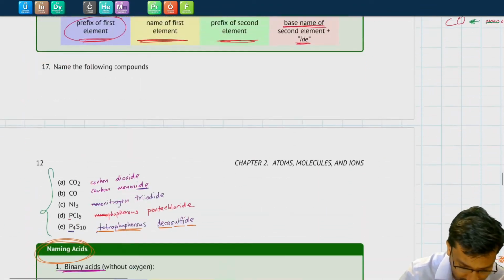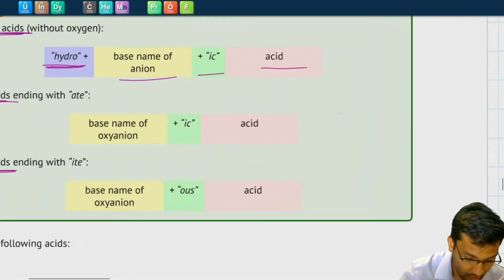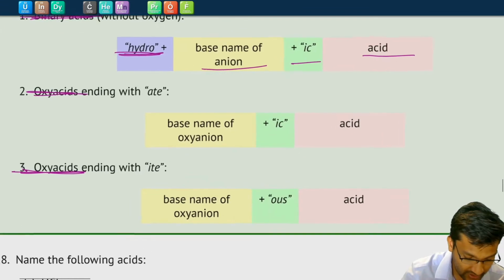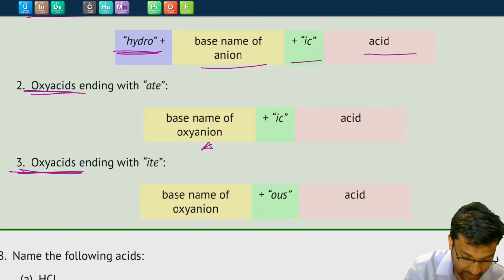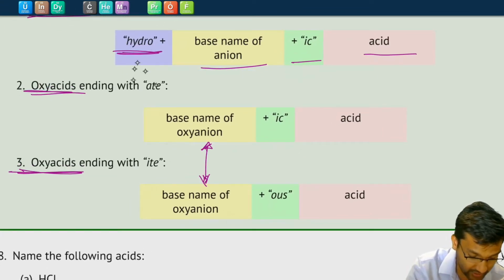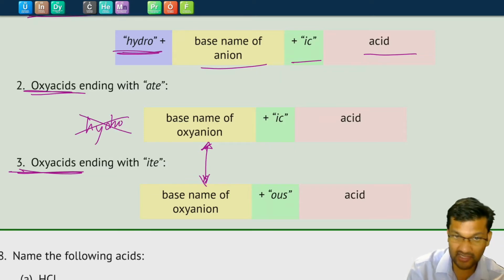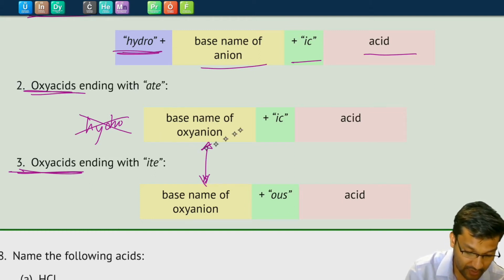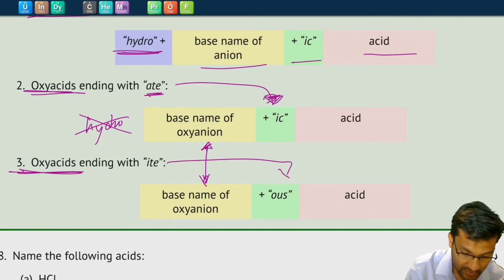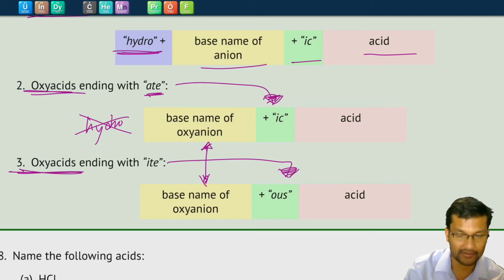Okay, so how do we name those? Well, the rules are pretty much the same. You take the base name of the oxyanion. There's no hydro for these acids. We don't include the hydro in them, even though there's going to be a hydrogen. We just take the base name of the oxygen ion. If it ends with ate, we replace it with ic. If it ends with ite, we replace it with ous, and then acid.